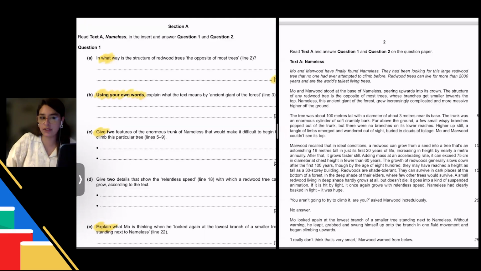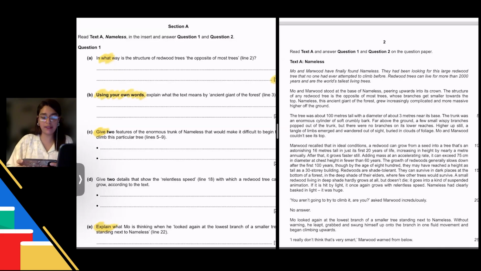The first thing that I would suggest is quickly read through the paper, read through the passage, and formulate an idea of what the overall tone and message behind the passage is. So once you've done that, once you've identified exactly what the passage is going to be about, the next step is to begin skimming through the questions and the lines that they have given for the questions.